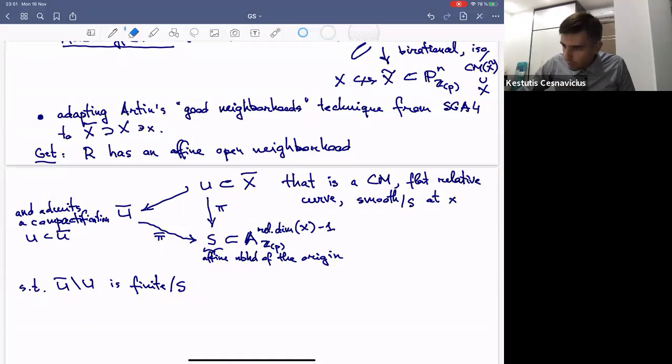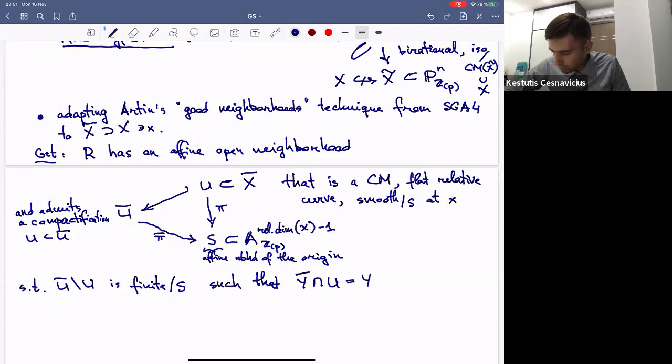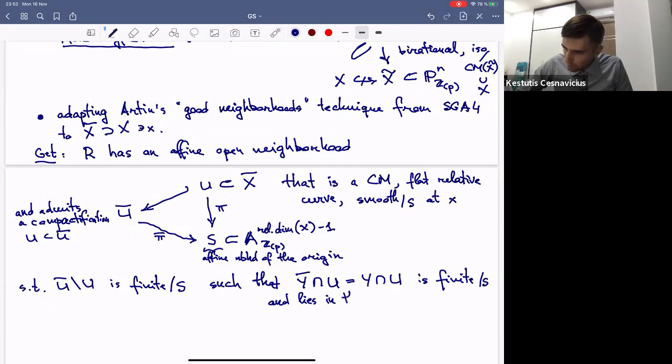Okay, and moreover, this whole picture is such that our Y bar, the closed subset that we're interested in, away from which we understand our torsor, its intersection with U is just the same as the intersection of that original Y with U, and its intersection is finite over S and lies in the S-smooth locus of U.